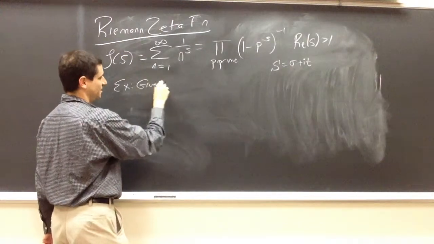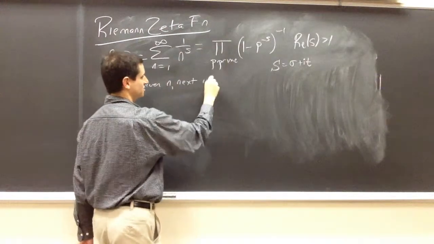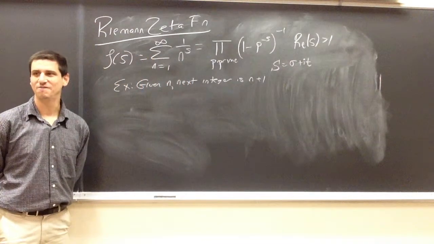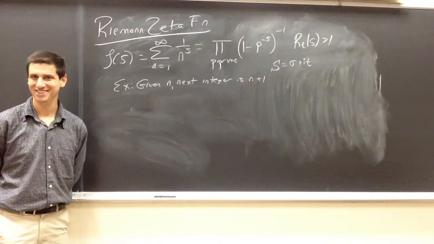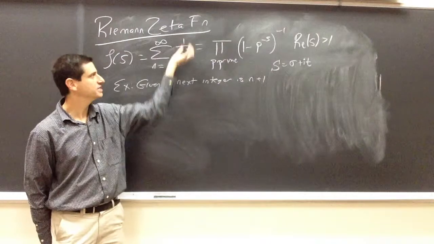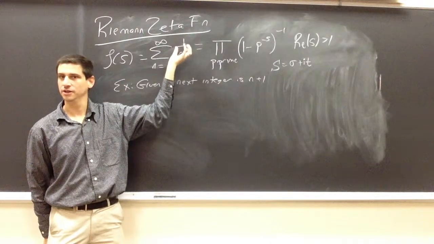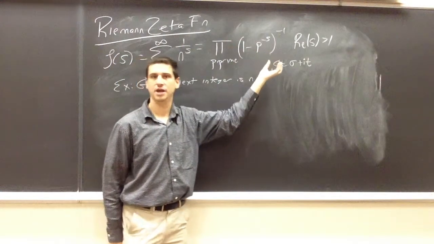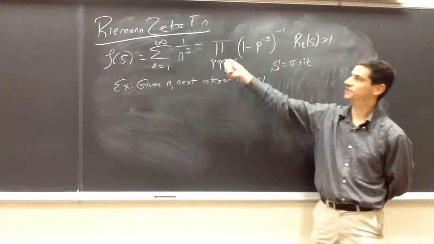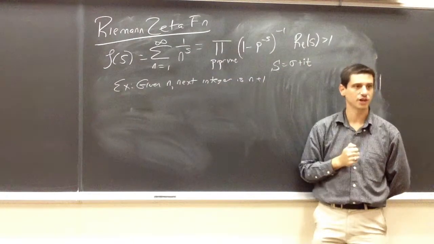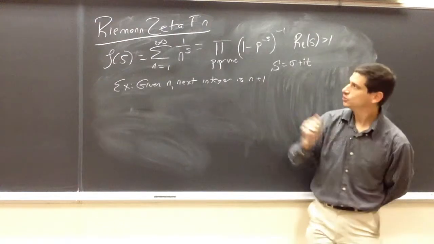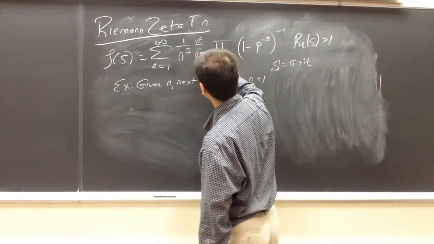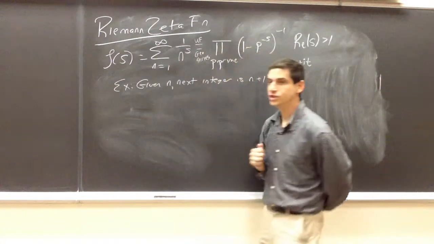Exercise: given n, the next integer is n plus 1. Very well known. Because that is well known, the hope is that we can understand this sum here fairly well. And this sum is linked to this product over primes. The idea is then we should be able to pass from knowledge of the sum over integers to knowledge of the product over primes, and then somehow go back and forth. So the proof of this uses unique factorization, and it uses the geometric series. Those are the two ingredients.